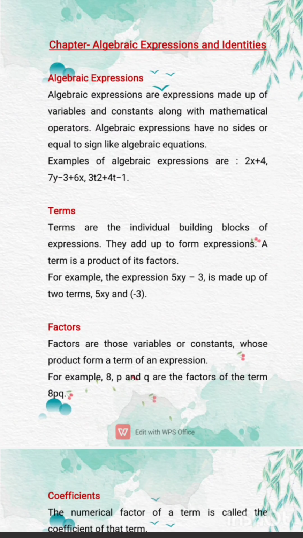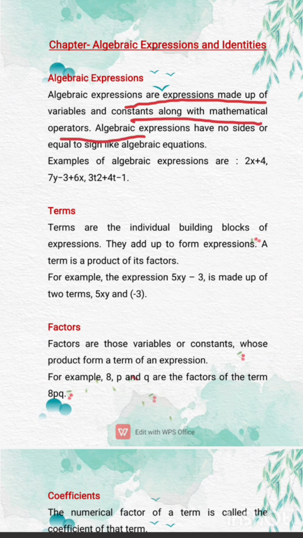Students, today we are going to learn the chapter Algebraic Expression and Identities. Before that, we should know what is an algebraic expression. So, an algebraic expression is any expression that is made up of variables and constants along with the mathematical operators.